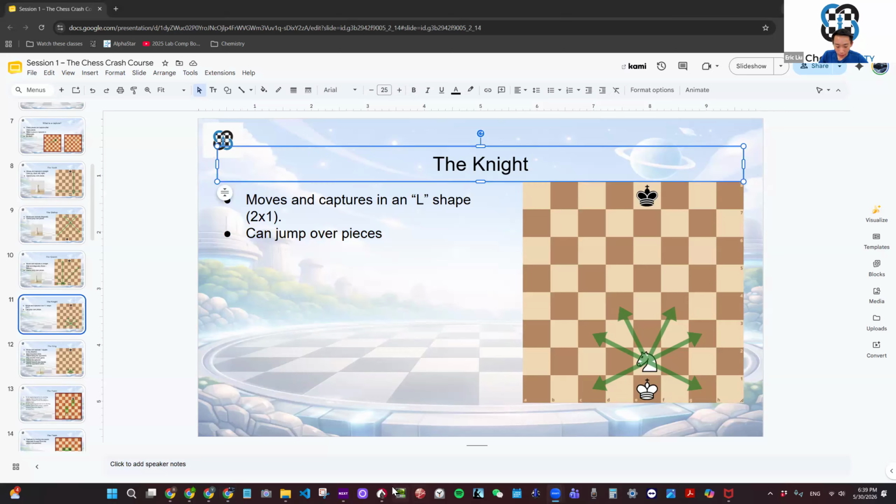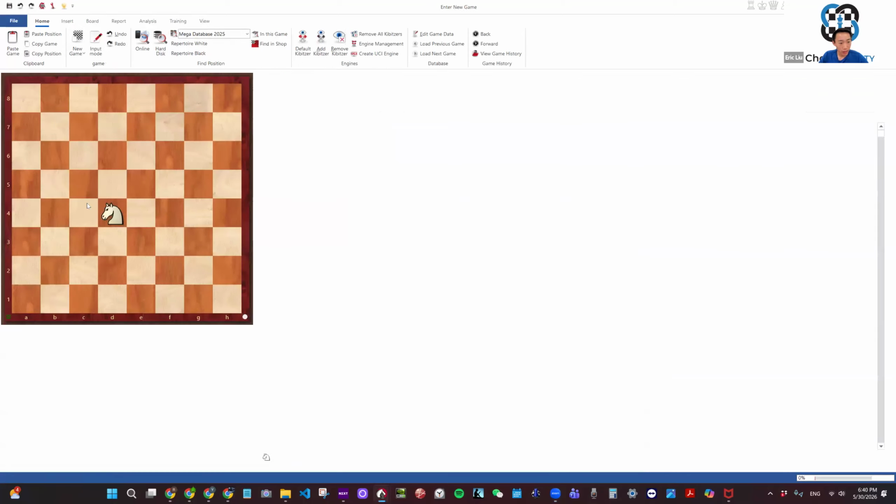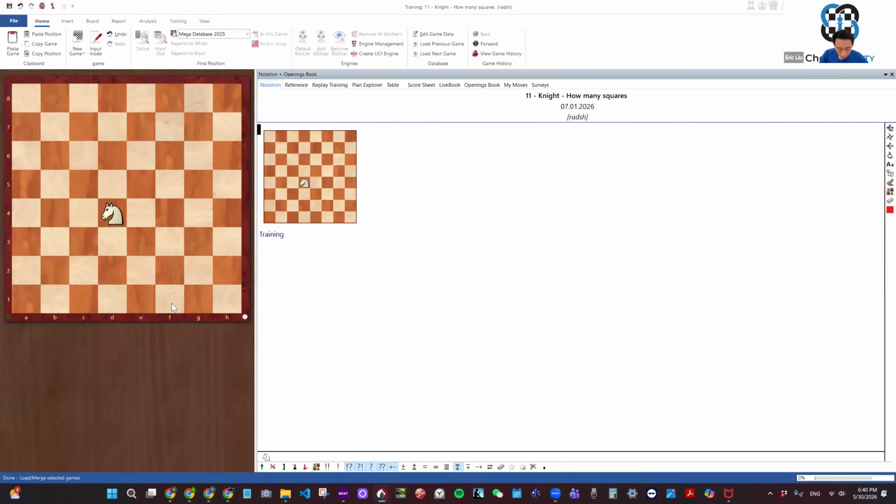Okay? Let's look at a few examples of the knight. Okay, here we have a knight on d4. How many different squares can the knight go to? Yes, the correct answer is 8. The knight can go to 8 different squares.